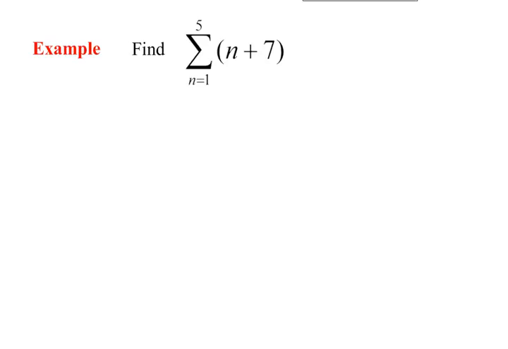So we're going to plug in 1 for n. 1 plus 7 is 8. And then we're going to add on the second term. So we plug in 2 for n. 2 plus 7 is 9. Then we're going to add on 3 plus 7, which is 10. Then we're going to add on 4 plus 7, which is 11. Then we're going to add on 5 plus 7 is 12. So the sum of the first 5 terms here is 50.